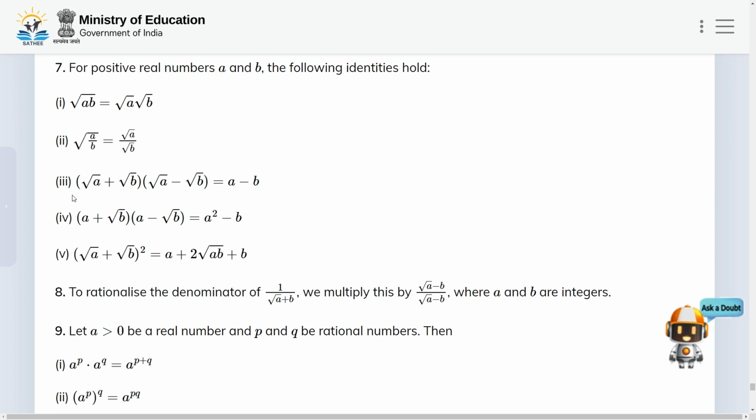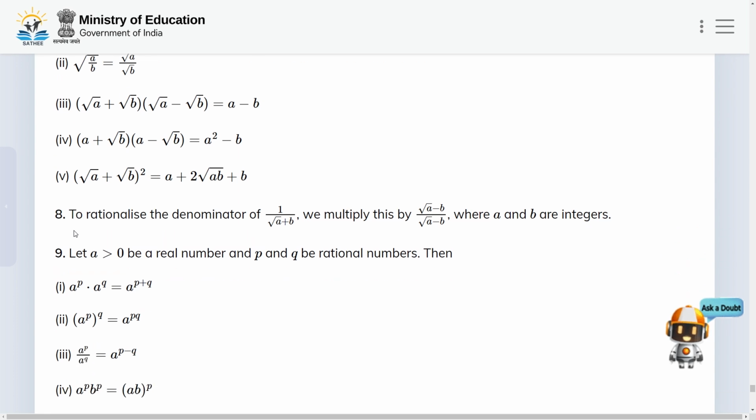Okay. And fourth identity is A plus root B into A minus root B, which is equal to A square minus B. And fifth identity is square root of A plus square root of B whole square, which is equal to A plus 2 times square root of AB plus B.